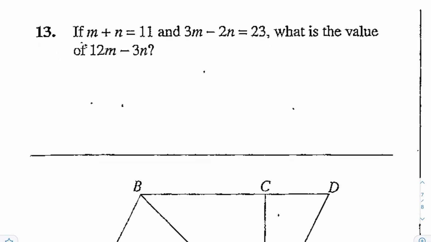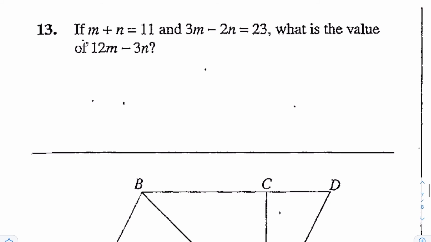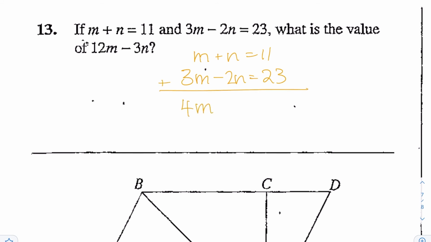All right, next. For number 13, if m plus n is equal to 11 and 3m minus 2n is equal to 23, what's the value of 12m minus 3n? So you have these two equations, and you stack them up, and you try to do a variation of elimination. You actually can see you get 4m minus n is equal to 34.